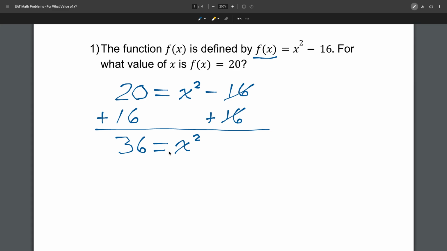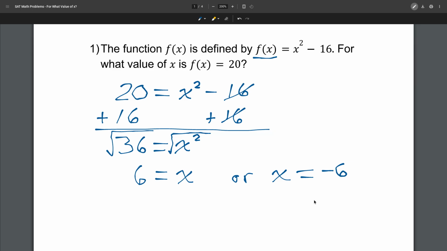I want just x, so I'm going to take the square root of x squared. If I do that to one side, I need to do it to the other. Now, we'll get x here, square root of x squared is x. That's going to be either a positive 6 or x could equal negative 6. And you might be thinking, well, why could it equal negative 6? Well, if you think about it, a negative times a negative is also a positive. So a negative 6 times a negative 6 would equal 36.